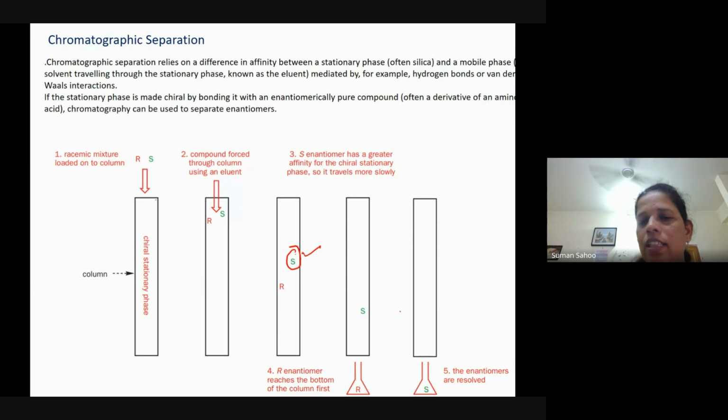So you collect it. After all the R is gone, you can determine that from ORD, or there are different techniques to measure. And after you finish collecting R, you can collect your S. So that is your chromatographic separation of your racemic mixtures.